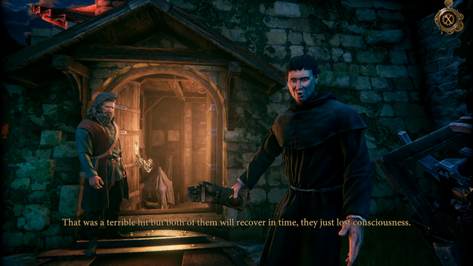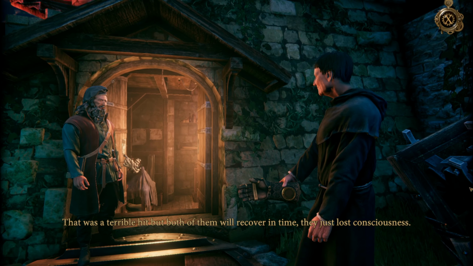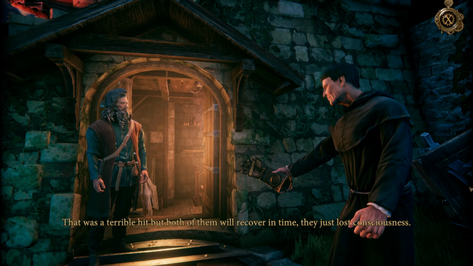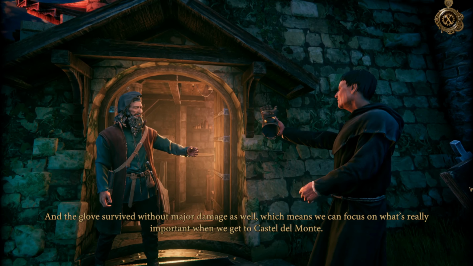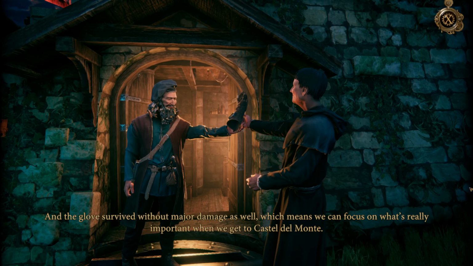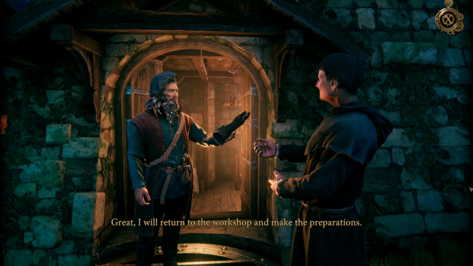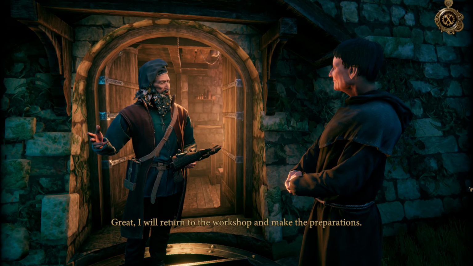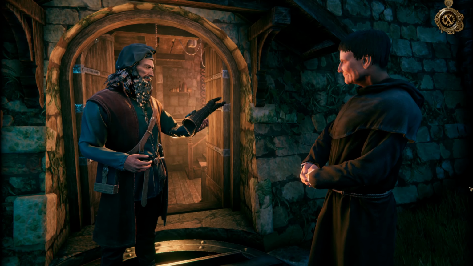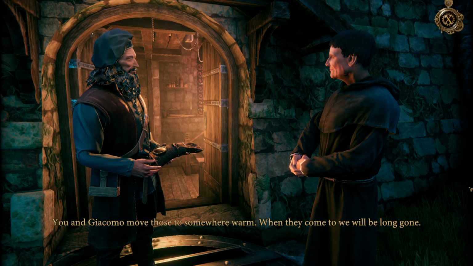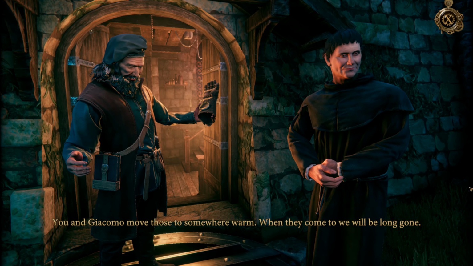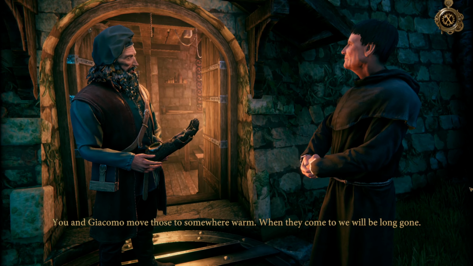A terrible hit, but both of them will recover in time. They just lost consciousness. That's okay then. And the glove survived without major damage as well. Which means we can focus on what's really important when we get to Castel del Monte. Great. I will return to the workshop and make the preparations. You and Giacomo move those to somewhere warm. When they come to, we will be long gone.